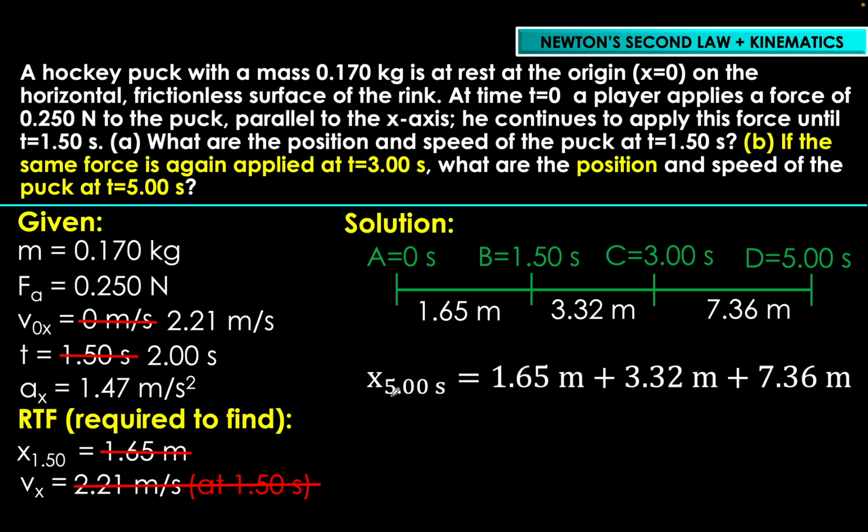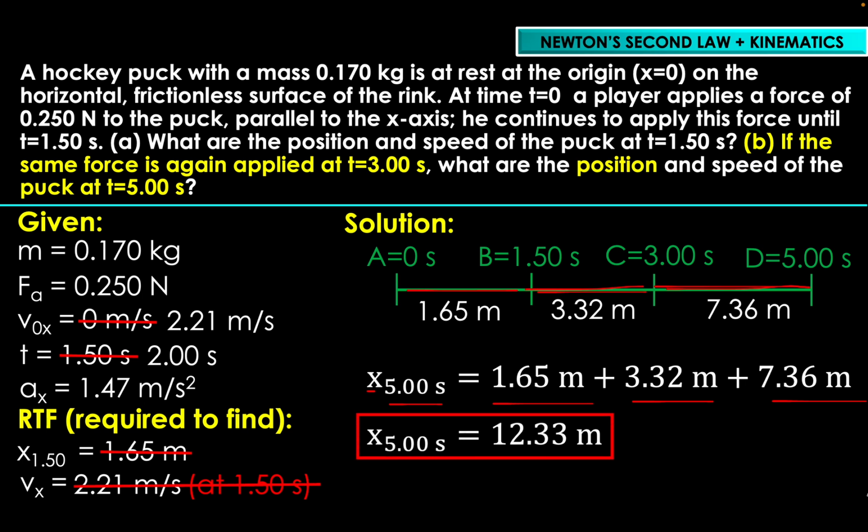So that would be position after 5 seconds is 1.65 plus 3.32 from point B to C, and then from point C to D, 7.36 meters. So nothing complicated, we just added all the individual displacements covered within those 3 different time intervals. Okay, so that is the final answer, 12.33 meters, which looks sensible because there's enough time and enough space for that displacement to happen in an ice skating rink. So that's it for the position.